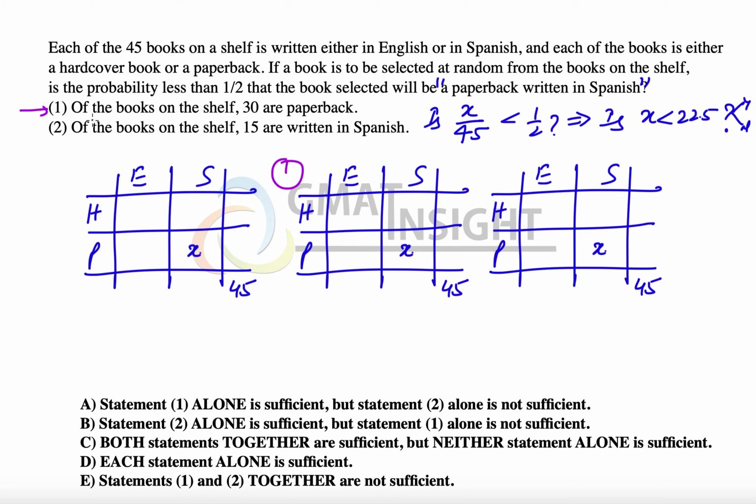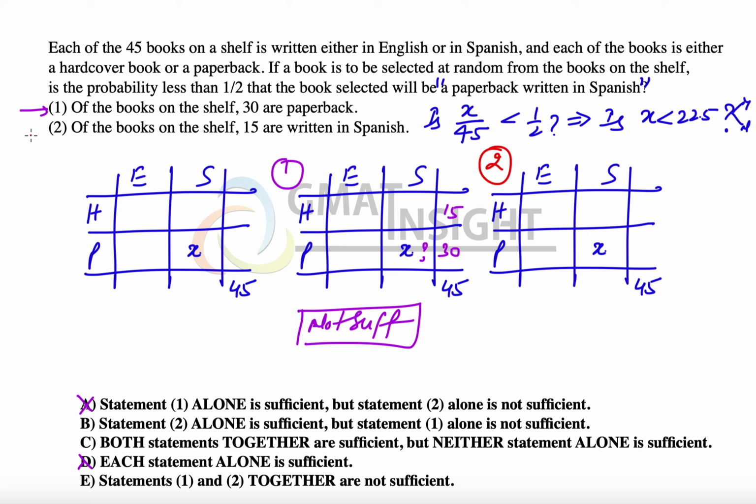So statement 1 says that of the books on the shelf, 30 are paperback. So we have 30 books here, which means 45 minus 30, we have 15 books here. But can we find out any number for X, whether it's less than 22.5 or not? The answer is no, and therefore we say that the first statement alone is not sufficient, and therefore option A and option D are ruled out.